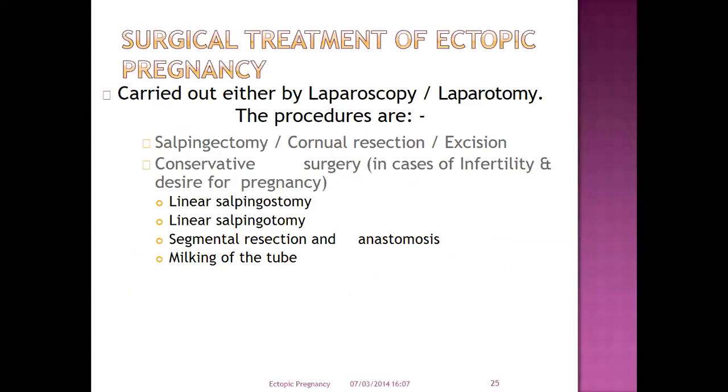Now, what can we do? The salpingectomy can be done laparoscopically or by laparotomy. Laparotomy is an open procedure, while laparoscopy is through a camera inserted into the abdominal cavity. What are the procedures? As I told, salpingectomy is ideal, but for other procedures, if it is a cornual pregnancy, like in the horn, then we can do cornual resection or excision, and we can preserve the tube.